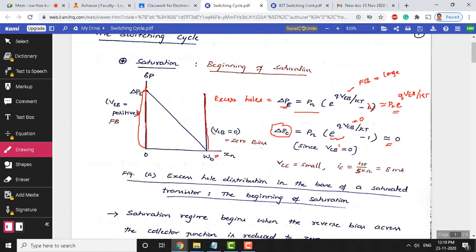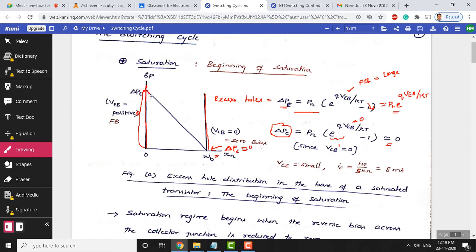So, what do we mean by that? When we want to operate the BJT in saturation, we need to apply a positive emitter base voltage, and if you make V CB 0, the saturation region will commence here. V CB equal to 0 means the excess hole concentration at the collector base junction, which is this collector base junction, becomes 0. So, here delta P c is going to be 0, and the saturation commences here.